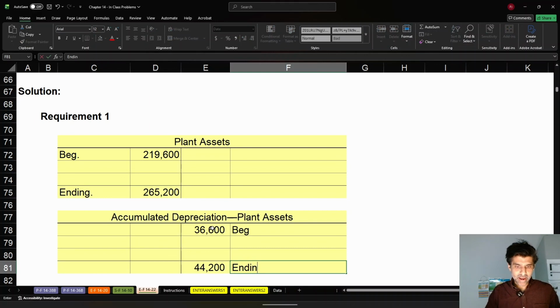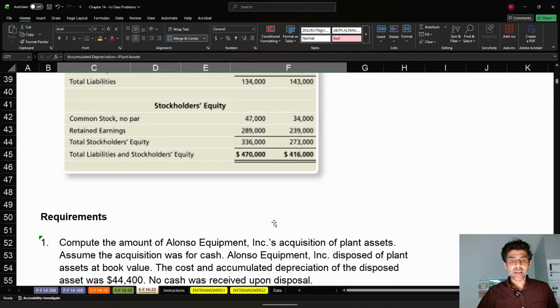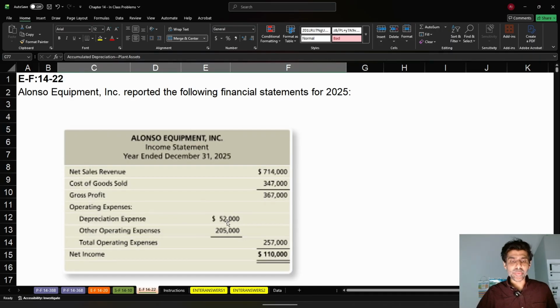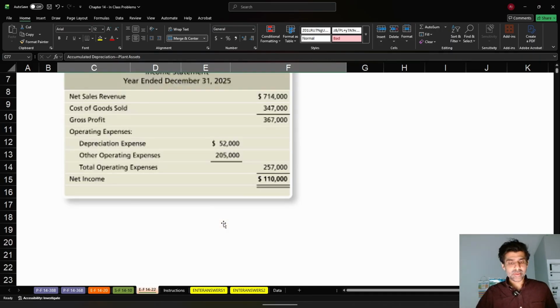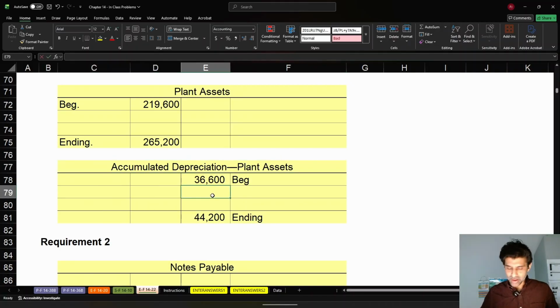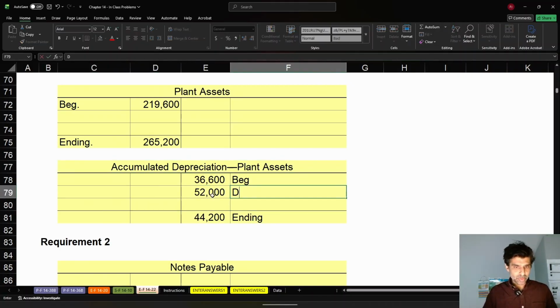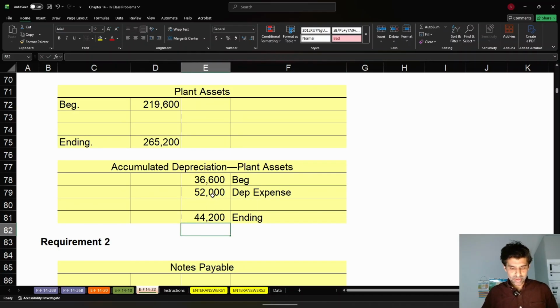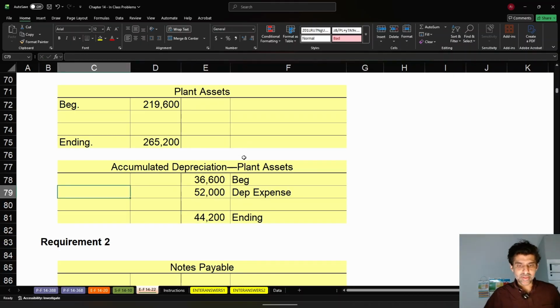Okay, the other thing I know that happened during this period for accumulated depreciation is if I look on the income statement, I have a depreciation expense of 52,000. So if I put 52,000 here, this is depreciation expense. It's clearly not right, okay? It's off because if I add these two up, it's not going to be 44,200. It's something much larger. So I know something is missing from there. So let's just continue on. I've filled in what we know based on the financial statements. We don't know exactly what happened with plant assets. We're going to now read the rest of this and try to fill out the rest of it.